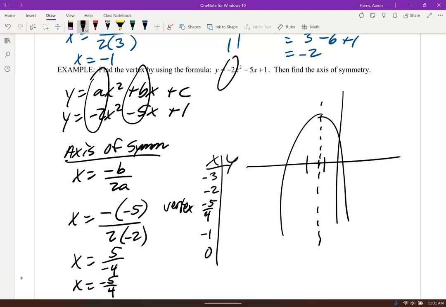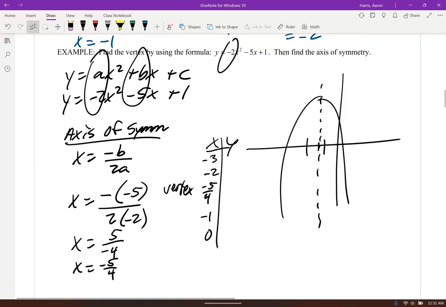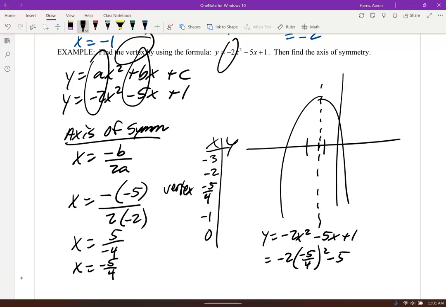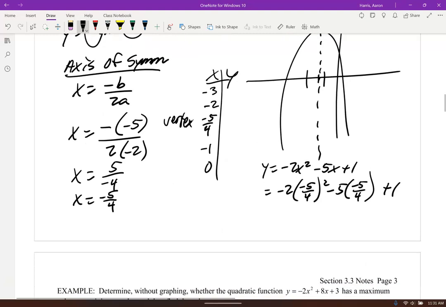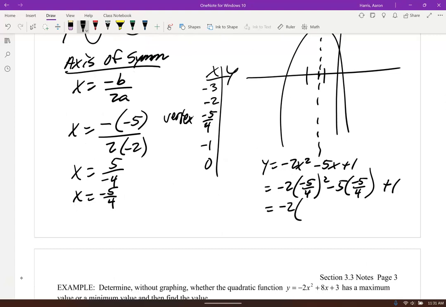Okay, to find the axis, I'm sorry, to find the axis of symmetry. You know what? It does ask us to find the vertex. Let's go ahead and find the vertex, since we got to just plug it in here. So -2 times -5/4 squared minus 5 times -5/4 plus 1. So I got -2 times, that's 25 over 16, plus 25 over 4 plus 1.